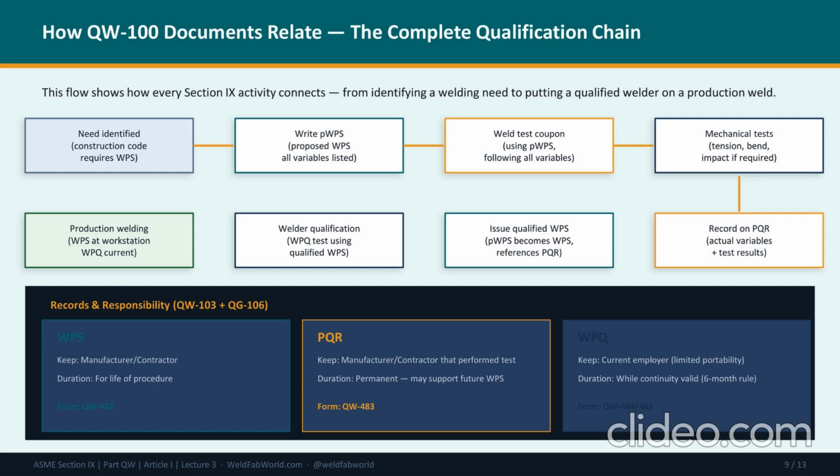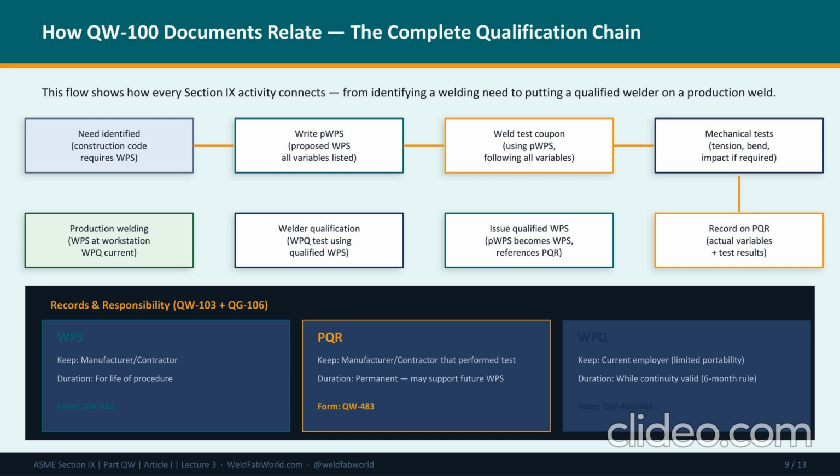This slide gives you the complete end-to-end qualification flow, from the moment a construction code identifies a need for a WPS, all the way through to a qualified welder making the first production weld. Let me walk you through it. Step 1. Need identified. A construction code, say, ASME Section 8 Division 1 for a pressure vessel, references Section 9 and requires that all pressure-containing welds be made to a qualified WPS. That triggers the whole process.